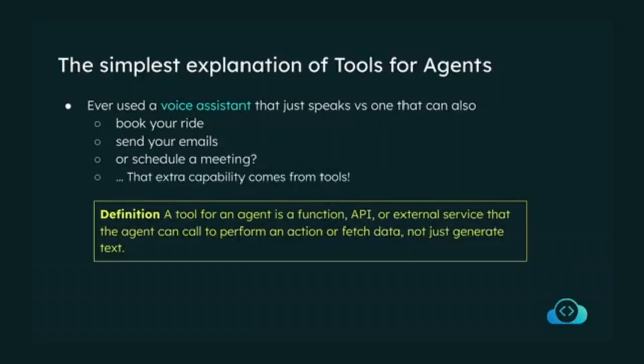So I'm pretty sure you might have used a voice agent up to this point. But what really would have been cool is when you have a voice agent and it can extract the details out of your input query and maybe send an email on your behalf, book a cab, or even schedule a meeting, just like Jarvis in Iron Man. So a tool for an agent is a function, API, or an external service that the agent can call to perform an action or fetch data, not just to generate text, which is more like a limitation of LLM.